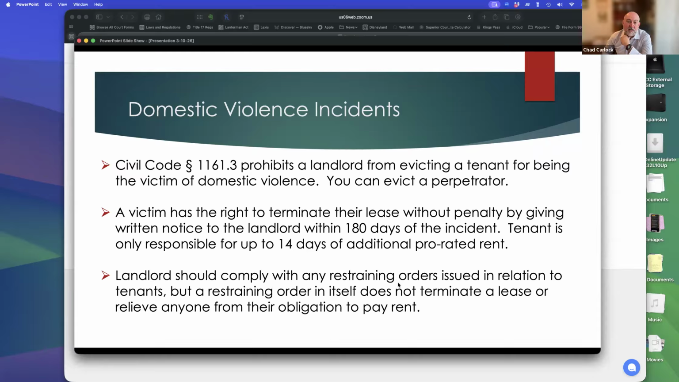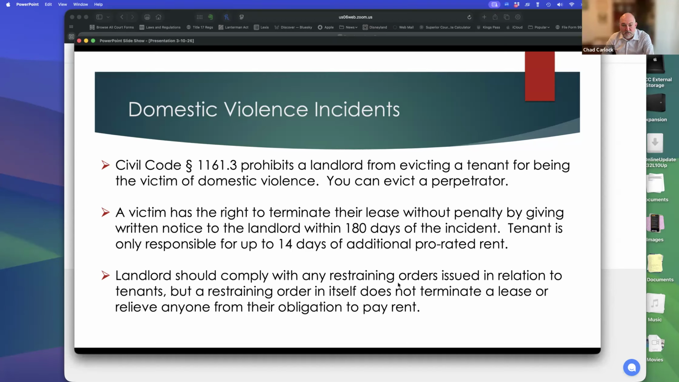The victim does have the right to terminate their lease without penalty if they give you written notice within 180 days of the incident. There are specific requirements, again, of what's supposed to be in their notice to you. They don't have to go into detail. They just have to notify you that they are a victim of domestic violence and that they are exercising their legal right to terminate their lease.